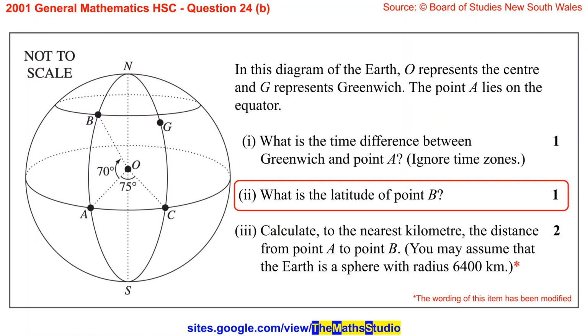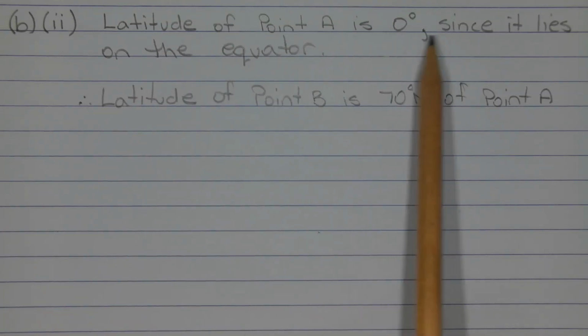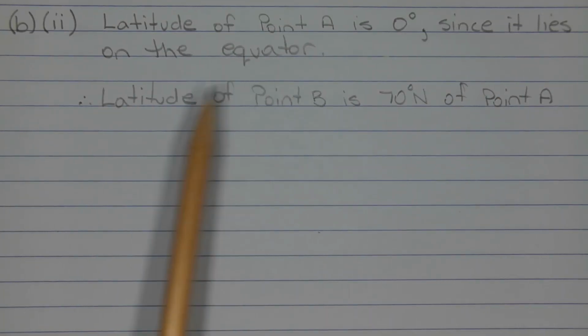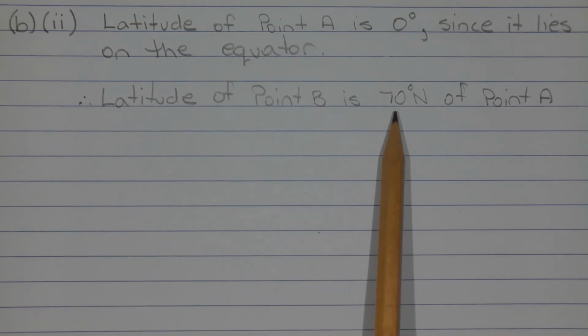Part 2. What is the latitude of point B? Firstly, the latitude of point A is 0 degrees, since it lies on the equator. Recall that the latitude of a point measures how far north or south that point is relative to the equator. Therefore, the latitude of point B is 70 degrees north of point A.